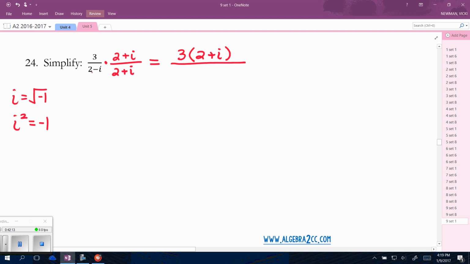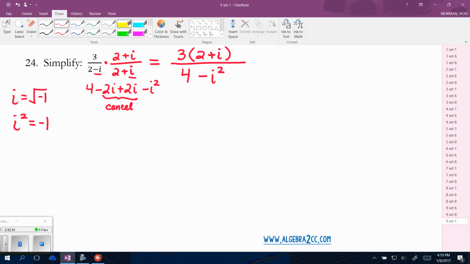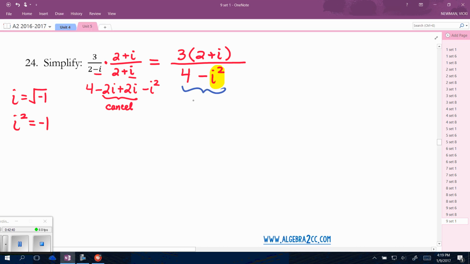over 2 minus i times 2 plus i. Well, that's 4 minus 2i plus 2i minus i squared. The middle terms cancel if you used the conjugate, so that's good. So 4 minus i squared. You have to know that i squared is equal to negative 1. So this is really 4 minus negative 1. So I have 3 times 2 plus i over 5. You can leave it like that. You do not need to distribute. Final answer.